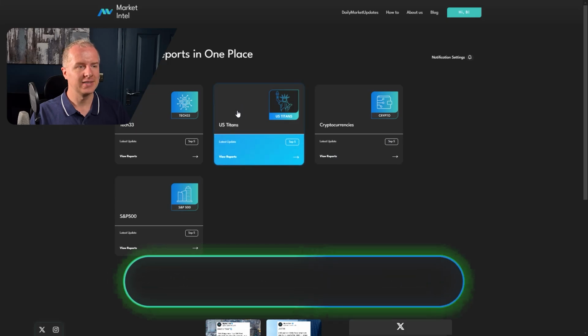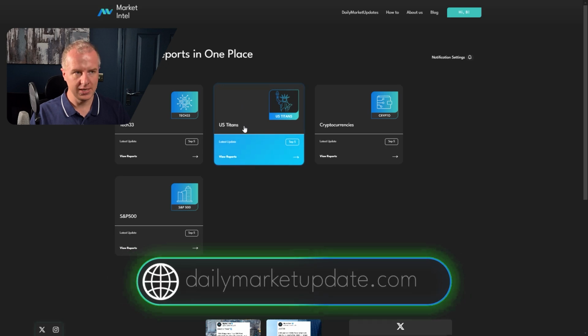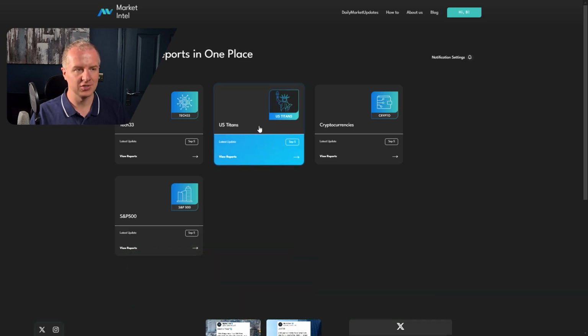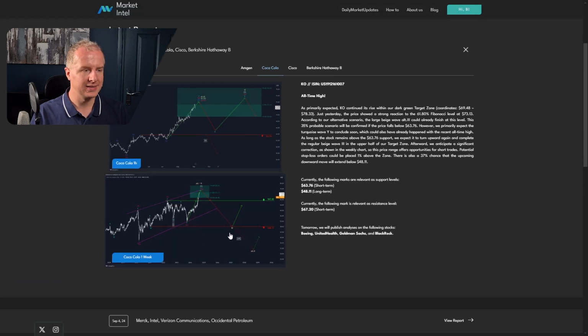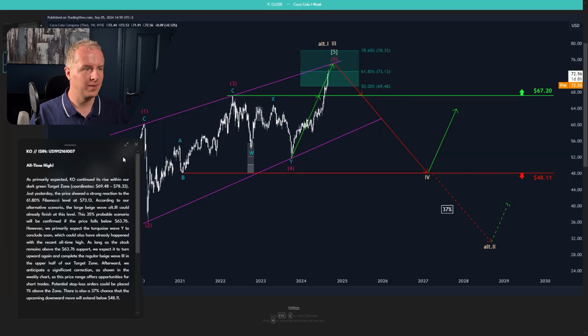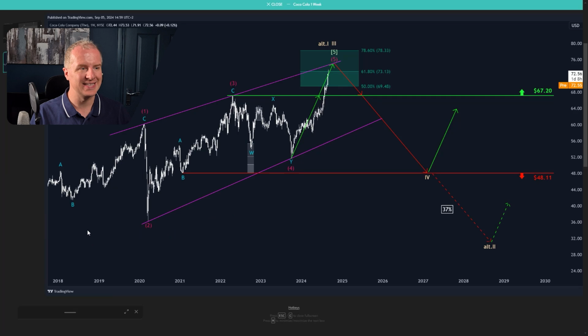So we are on the Market Intel website, dailymarketupdate.com. Here we click on our US Titans section. Here we get to our US stocks section and we select Coca Cola. And you might remember from months ago, when we covered Coca Cola before, that the projection was still in this diagonal pattern for another high in wave 5 of a larger third wave. And the reason for the update is that we have now arrived in that key trading area, from where we would expect a reversal to the downside, a pullback, the start of a wave 4 correction here in beige, for example.